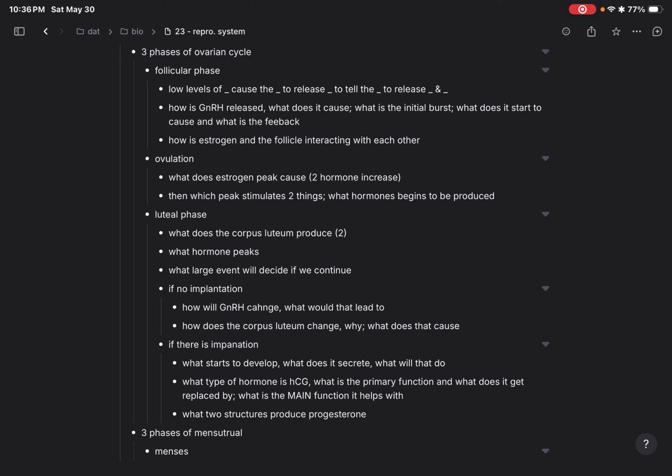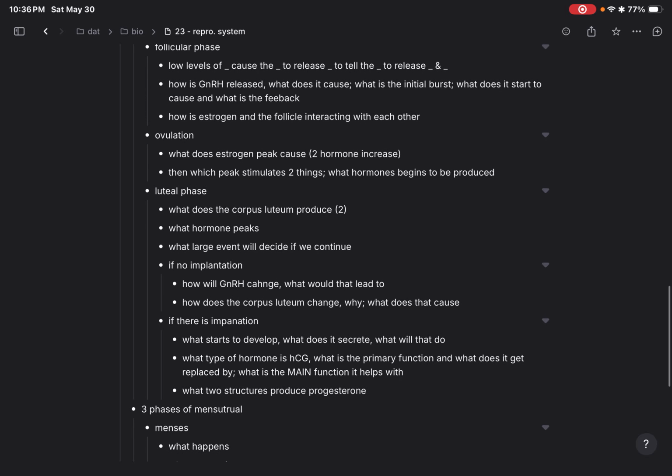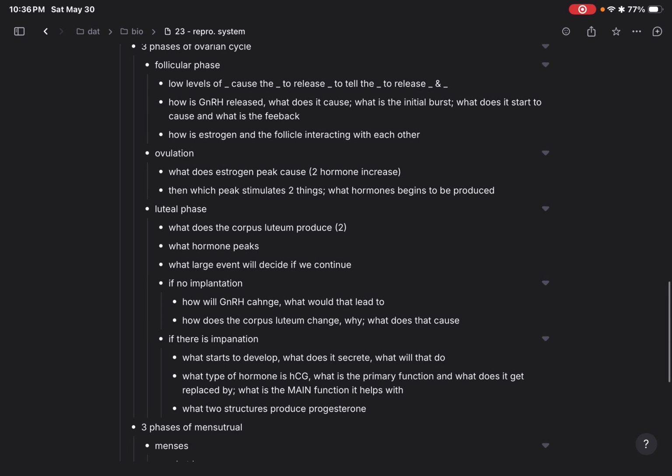FSH initially rises to stimulate the follicle, and then is suppressed by negative feedback. LH continues to rise slowly. Estrogen continues to rise as well, accumulating towards the end of the follicular phase through positive feedback. So estrogen uses positive feedback, and there's going to be a little progesterone.